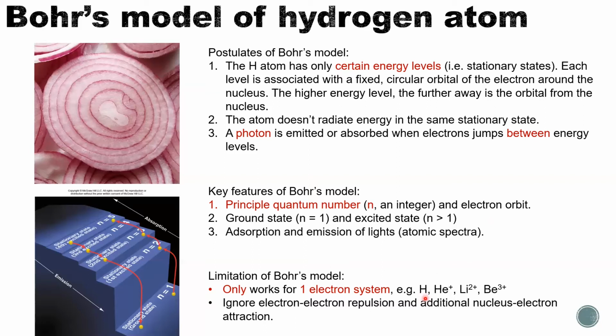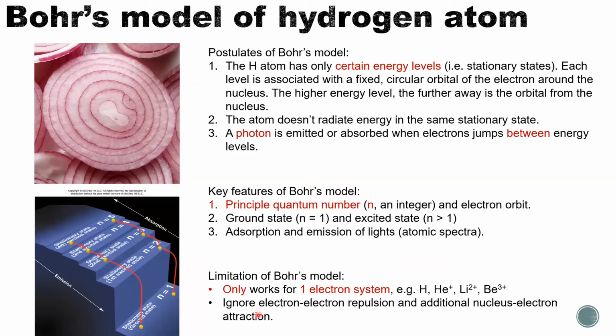For example, hydrogen has one electron, helium plus originally had 2 electrons, but because of its 1 plus charge, the helium 1 plus has only 1 electron, or lithium 2 plus, beryllium 3 plus. So it only works for one electron system. If we have multi-electrons, more than 1 electron in the atom, then there are other things, electron-electron repulsions and additional nuclear electron attractions, and both of them are ignored in Bohr's model.